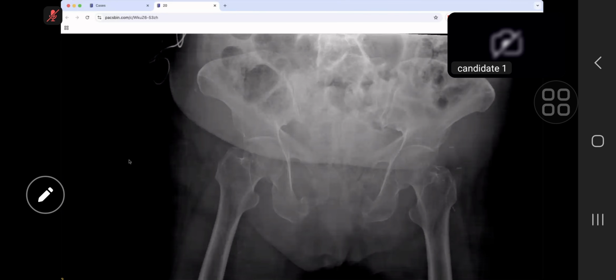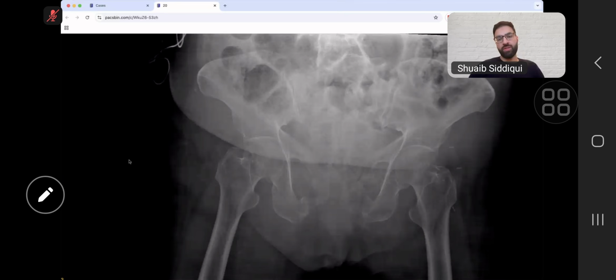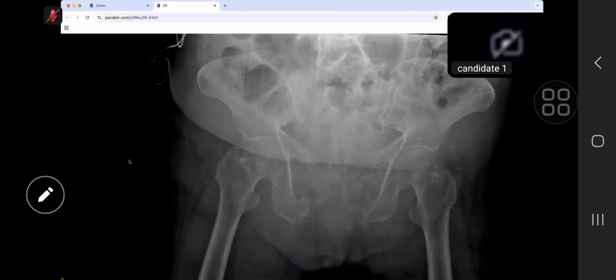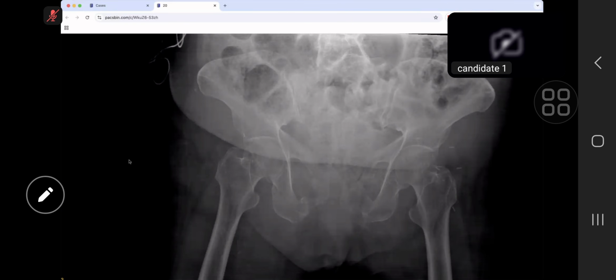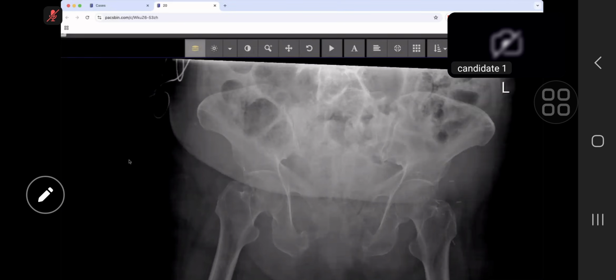What would you like to do next? I would like to see the CT, if available. What specifically? To see the evidence of the fracture, the outline of the fractures, and any complications related to it.